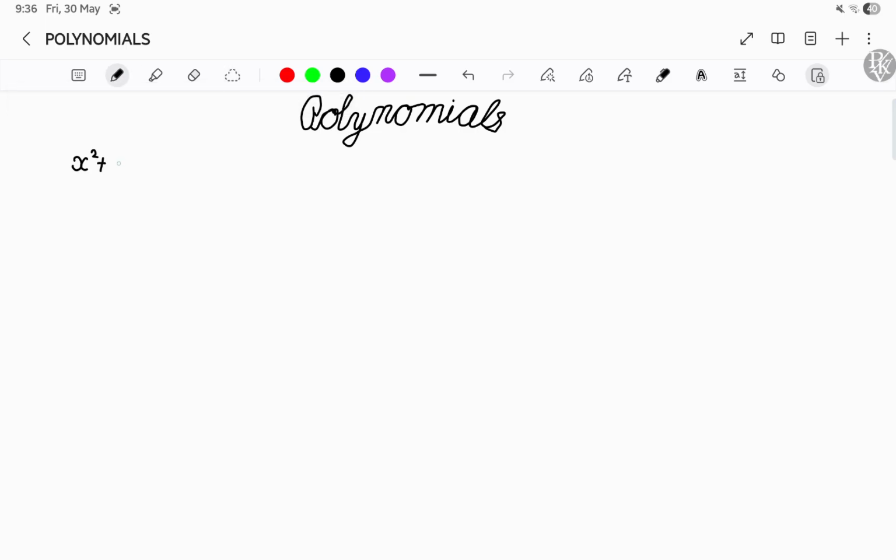If you are given x square plus root of x, this is not a polynomial, because this can be written as x square plus x raised to 1 by 2. This is not a polynomial. So these are some MCQs or 1 mark questions that can be asked for the exam.